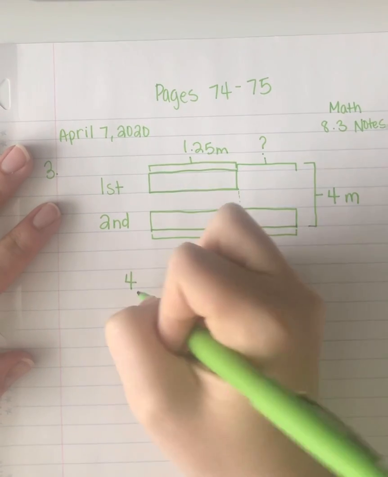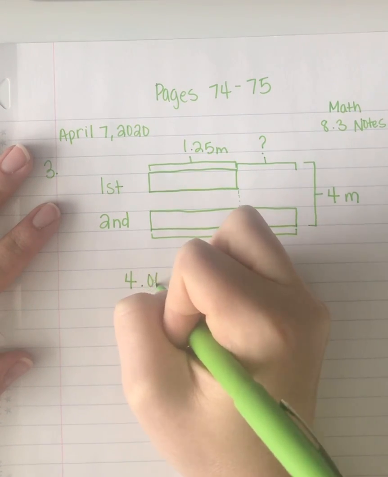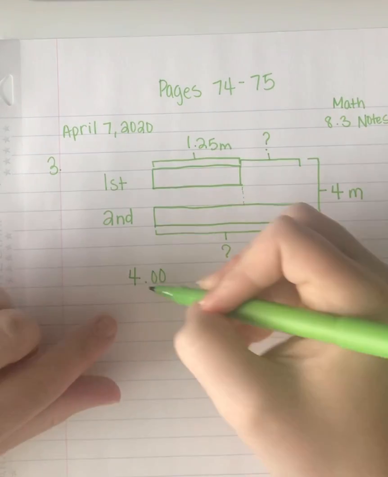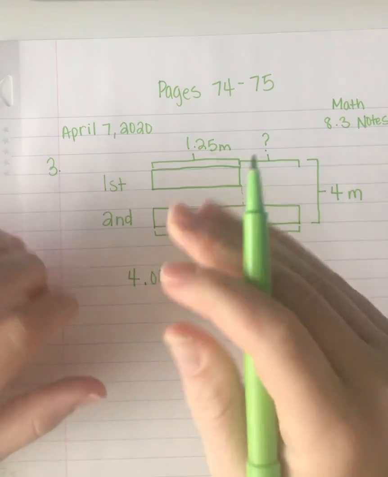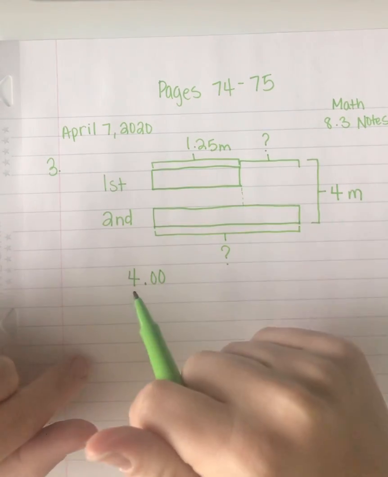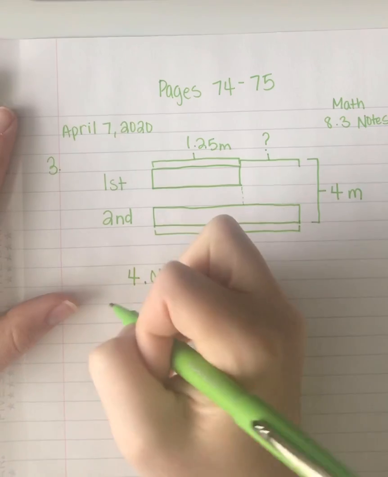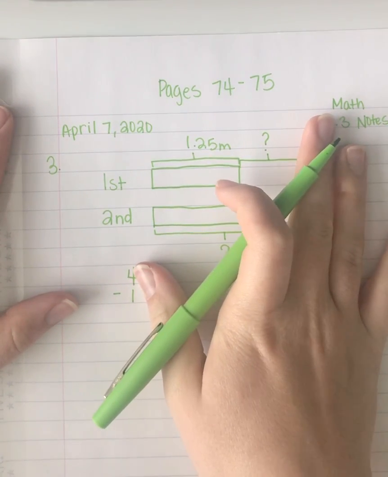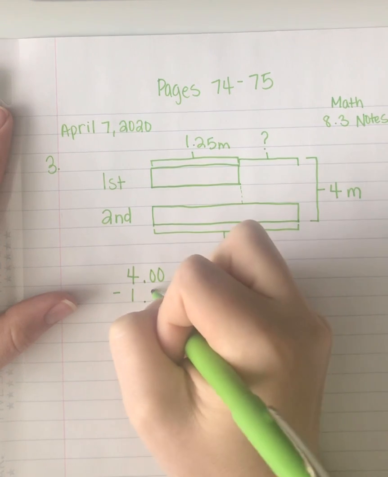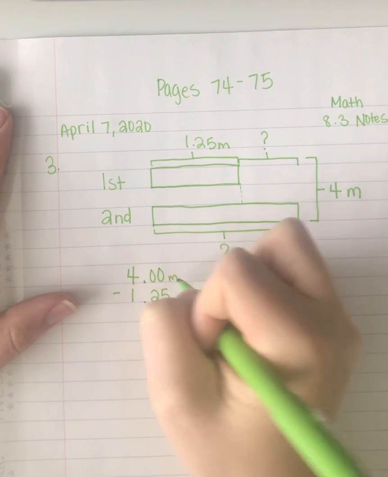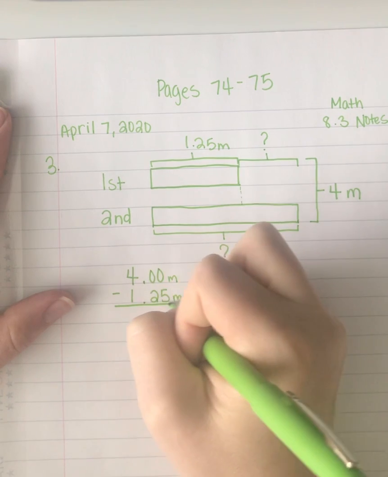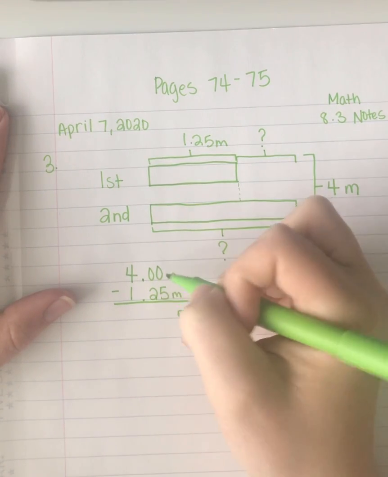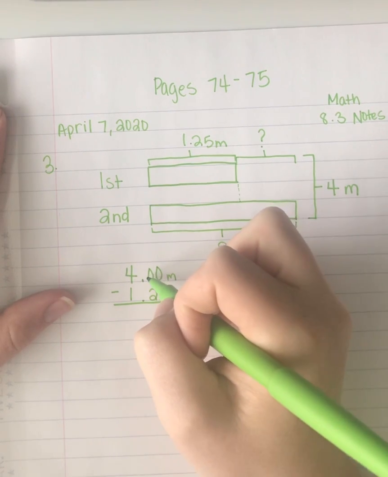I would set this up as 4.00. Now 4 goes on top because it is larger than 1. However, it has invisible numbers behind the decimal, so I have to add them there in order to subtract my other decimal from it. If I were to just have 4 and try to subtract my decimal, I would confuse myself. So I'm going to set up my problem, and it should look just like this. Carry down my meters so that I don't forget.